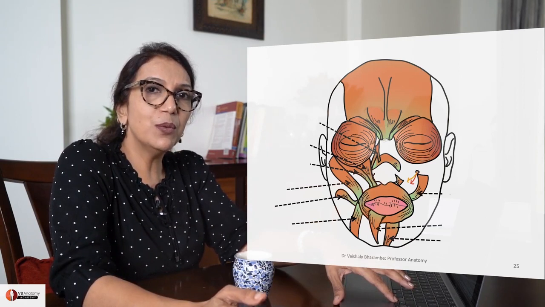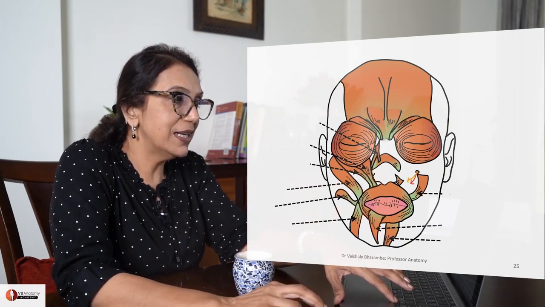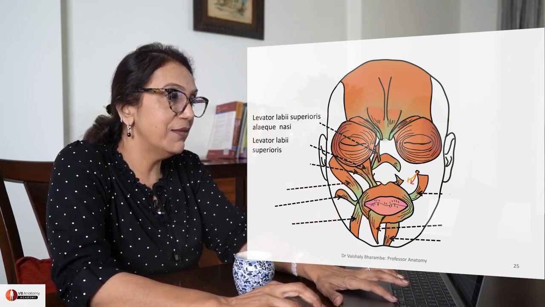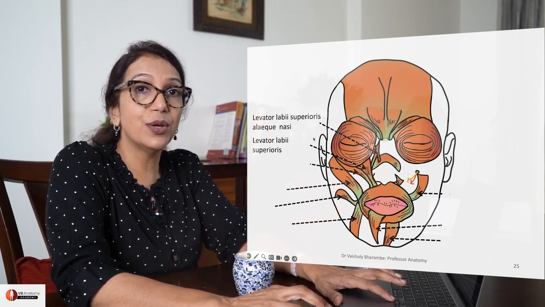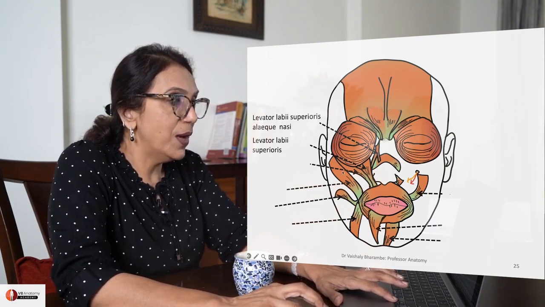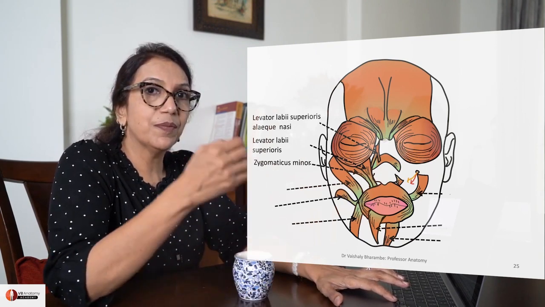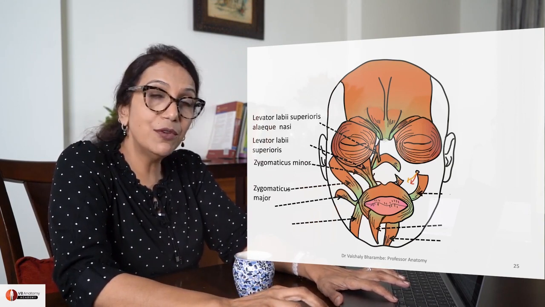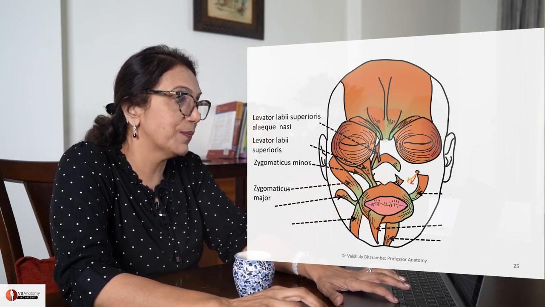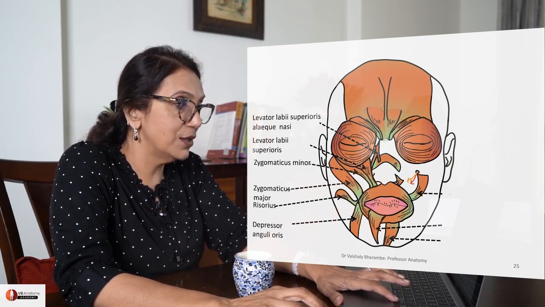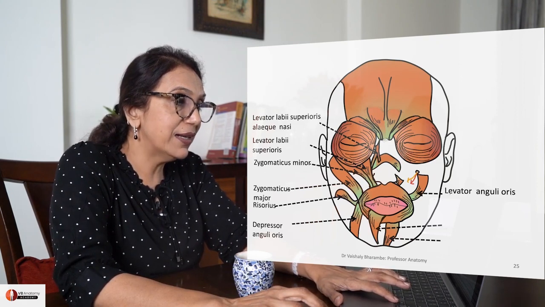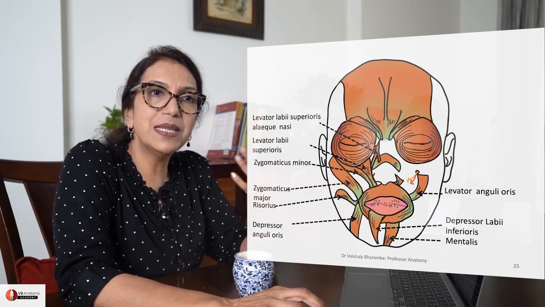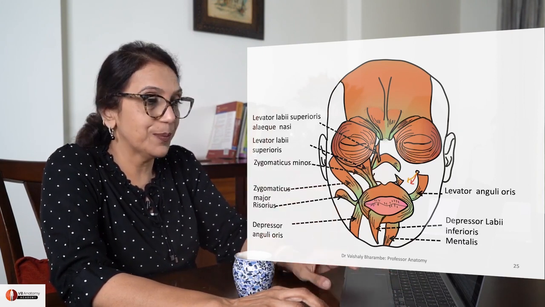Can you try and revise with me once? See if you remember. Muscles that are lifting the lips up, levator labii superioris. One giving fibers to the nose, levator labii superioris alaeque nasi. One muscle going from the zygomaticus minor, a muscle going again from zygomaticus major. You have risorius, here you have depressor anguli oris, levator anguli oris, depressor labii inferioris and mentalis. If you keep saying these terms, they will become more familiar to you.